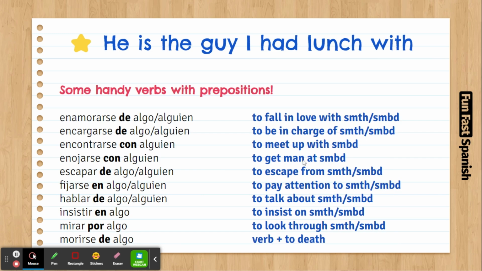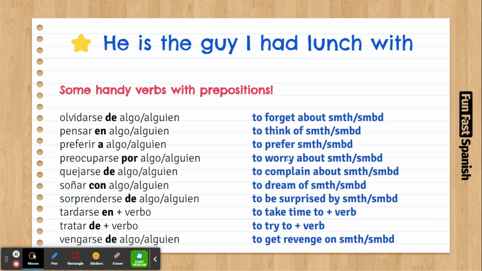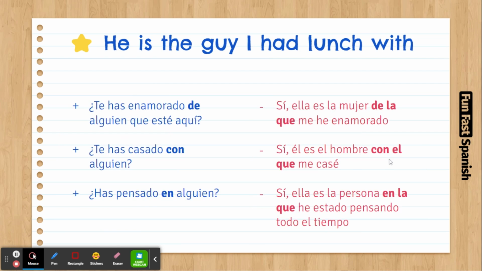Oh, here is to get mad. Sorry, it should be a D. Yeah, well, you understand me, it's English here. To get mad at somebody. Yeah, to be angry, to skate, to pay attention, to talk about something, to insist on something, to look through, to die. But it's like to death. I laugh to death. And these are very important verbs: to forget, to think, to prefer, to worry, to complain, to dream, to be surprised, and so on.